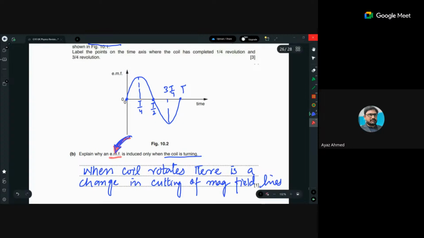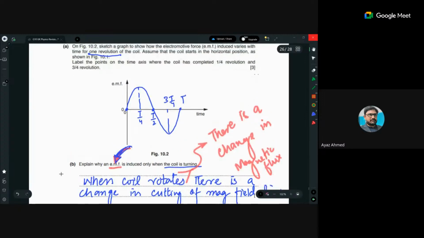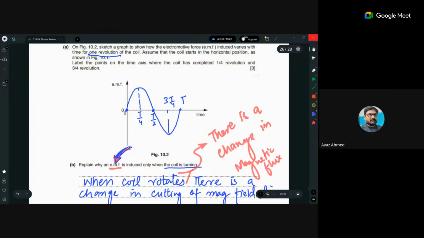ठीक है, या आप इसका आंसर ये भी लिख सकते हो कि there is a change, रोटेट के बाद लिखना है, ठीक है, as the coil rotates, there is a change in magnetic flux. सही हो गया? क्लियर? Yes, sir, I've got it.